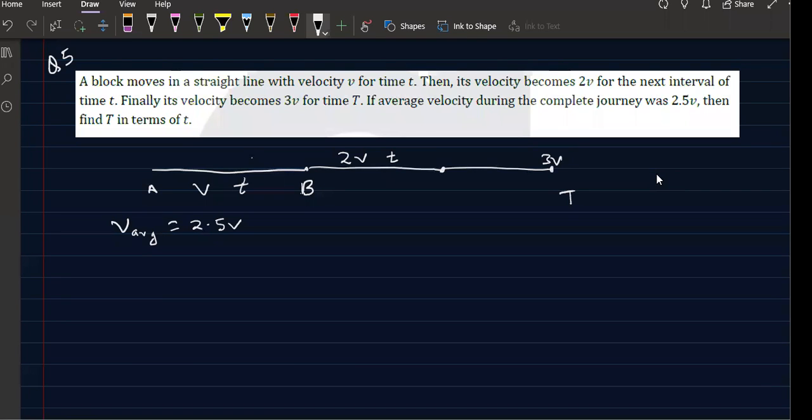Okay, let's see who can solve. So let's suppose this is your time t dash. Got it? Okay, sorry, it is given as capital T. Wait, this is given as capital T.